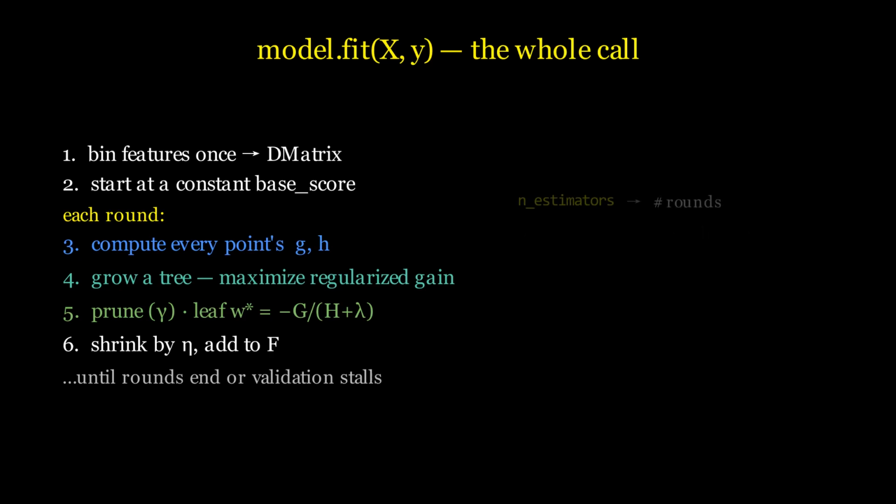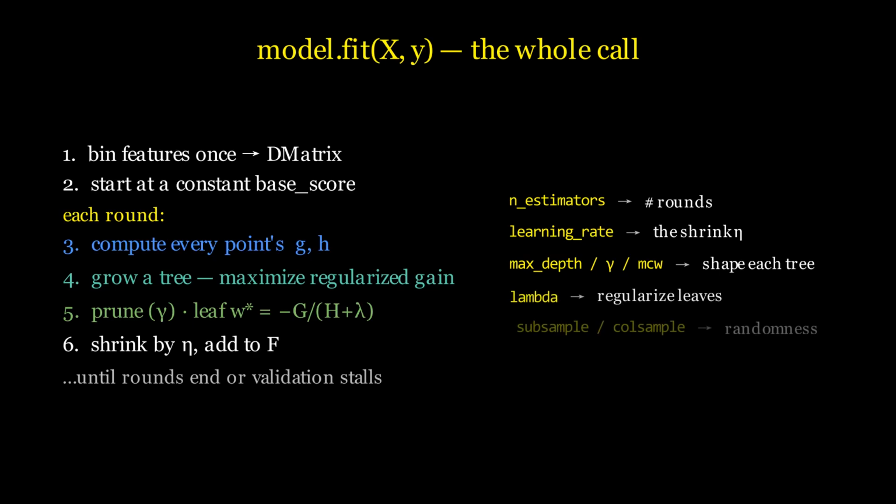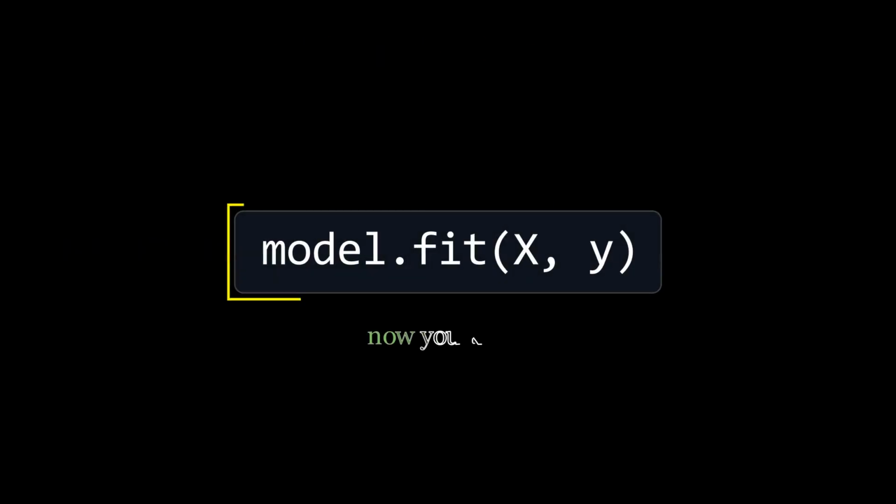N estimators is the number of rounds. Learning rate is the shrink. Max depth, gamma, and min child weight shape each tree. Lambda regularizes the leaves. Subsample and colsample add the randomness. That one line of code is this entire disciplined loop. Next time you call it, you'll know exactly what it's doing.